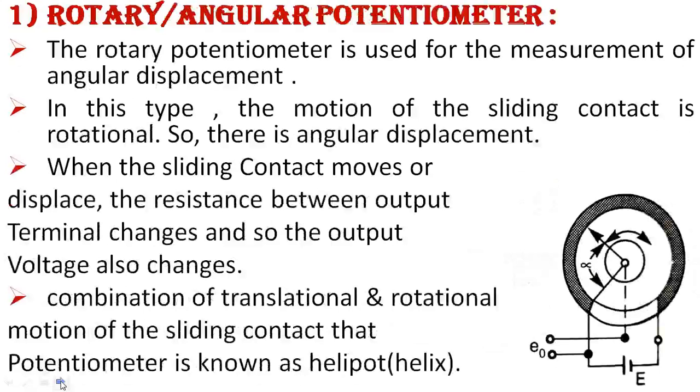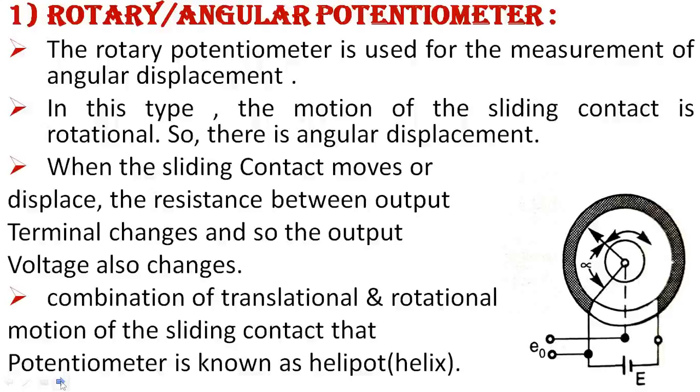Now, the second type of potentiometer is the rotary or angular potentiometer. The rotary potentiometer is used for the measurement of angular displacement, that is, to calculate the angular displacement of the potentiometer. In this type, the motion of the sliding contact is rotational, so there is an angular displacement. When the sliding contact moves or displaces, the resistance between the output terminals changes, so the output voltage also changes.